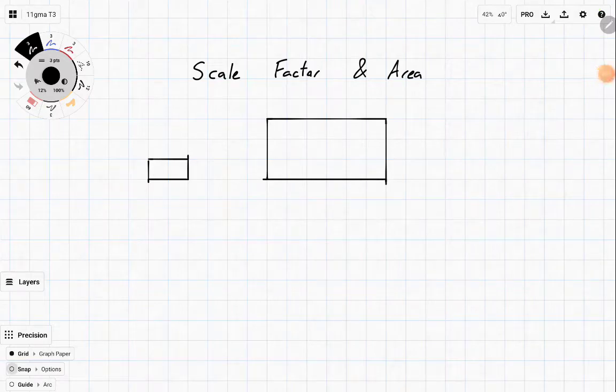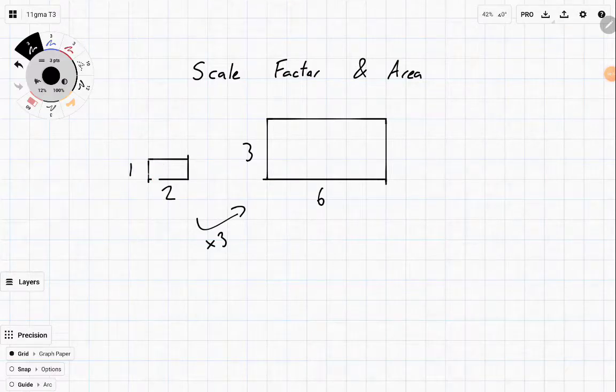Alrighty, so today we're going to be having a look at scale factor and area. So let's take a 1 by 2 block and let us multiply both sides by some k value. In this case, the k value I chose was 3. Well, if we were to do that, we would now have a 3 by 6 box. And the question is, how has the area been changed? How has this area changed from here to here?